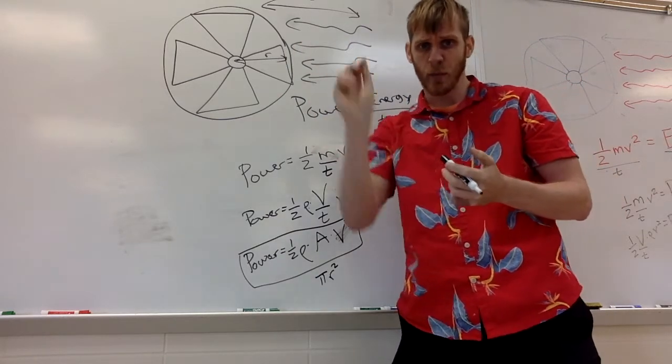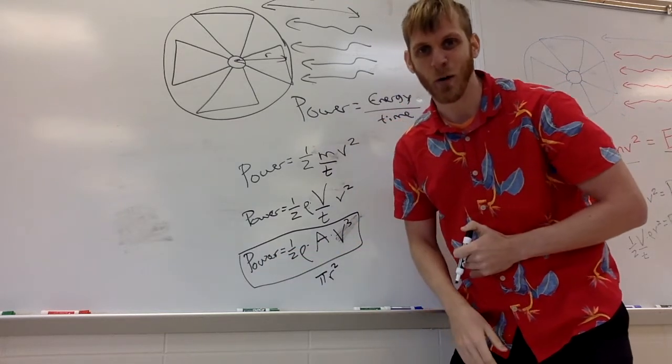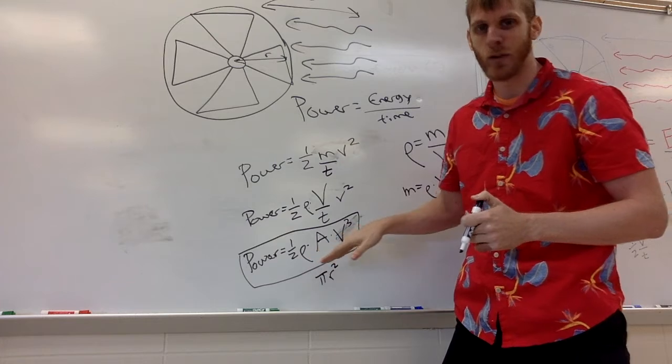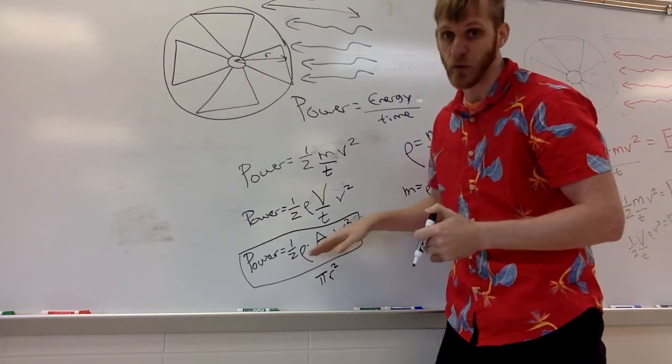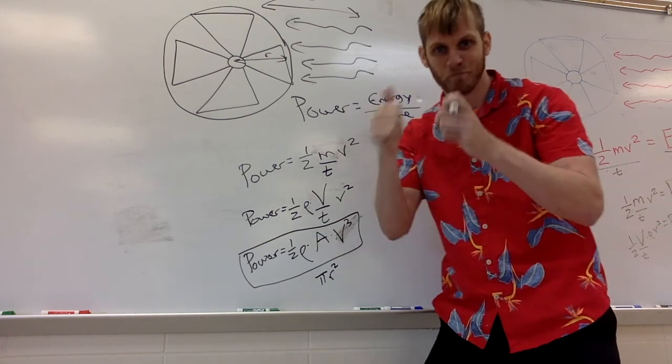But if we want the input power, that's what we can get, is that input power. 1/2 times the density of the fluid, times the area of the turbines, which is pi r squared, times the speed of the fluid cubed. Nice.